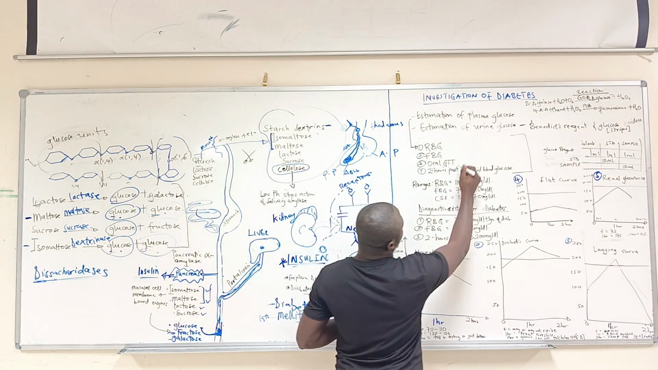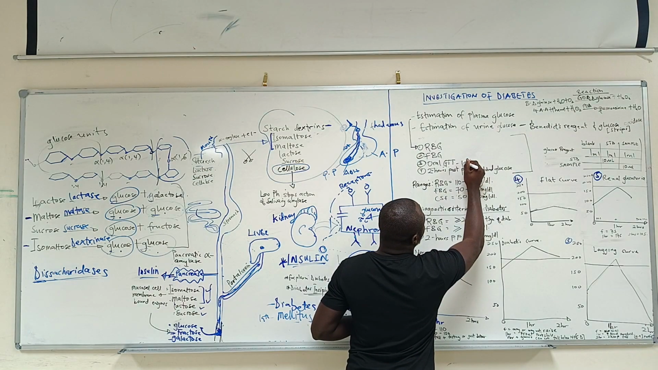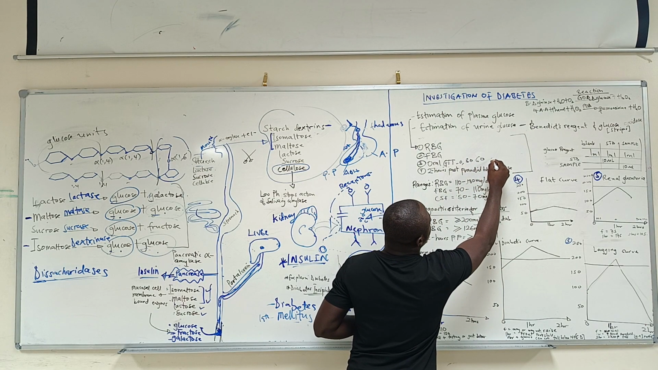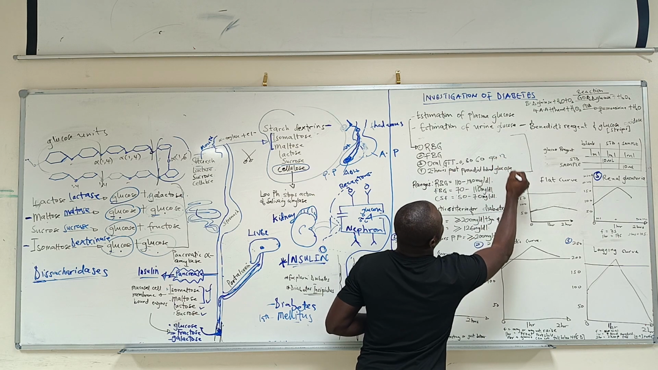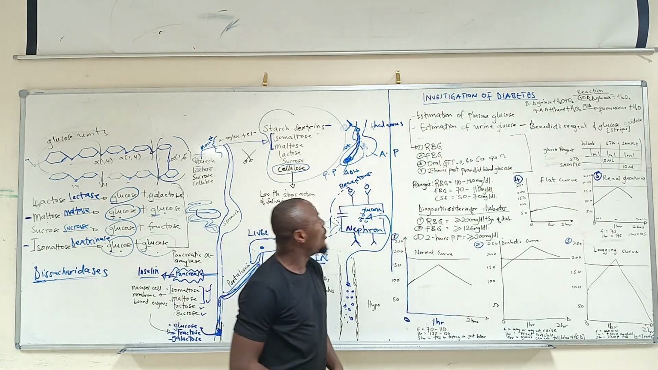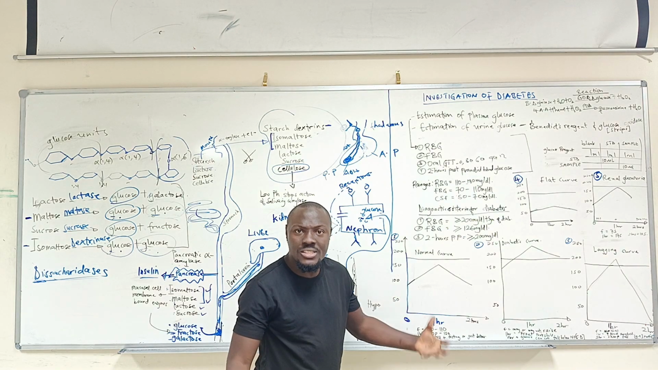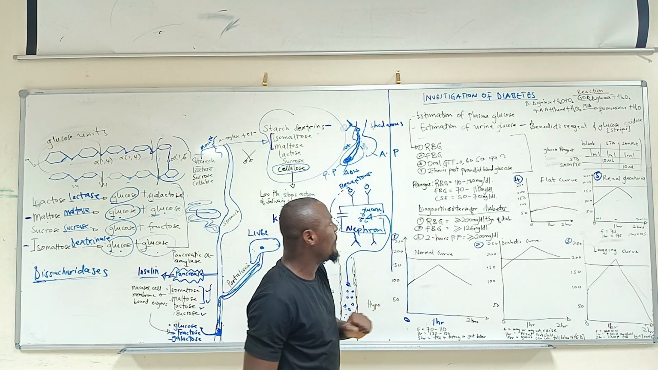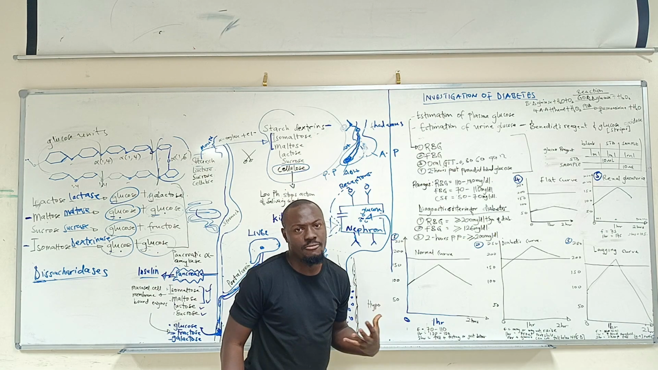Because with the oral glucose tolerance test, it used to be what? 0 minutes, which is your fasting time, 30 minutes, 60 minutes, 90 minutes, 120. But this one is just 0, 1 hour, 2 hours. So I hope you guys are getting the concept here. These are the series of steps we use to check your blood sugar levels.